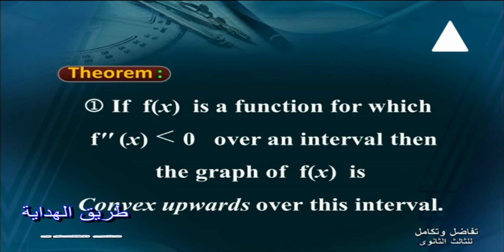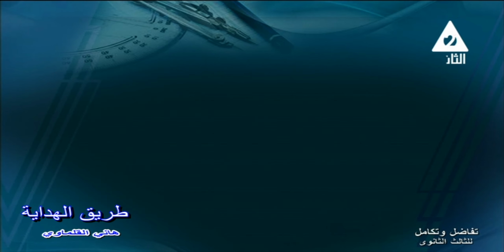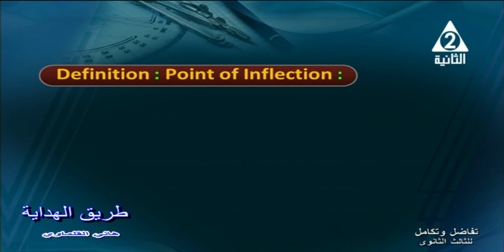If the function f of x is a function for which f double dash x is smaller than 0, which means a negative value, over an interval, then the graph of the function f of x is convex upwards over this interval. So, if the sign of f double dash x is negative, then the curve is convex upward in this interval. What about f double dash positive? Then the curve is convex downward.